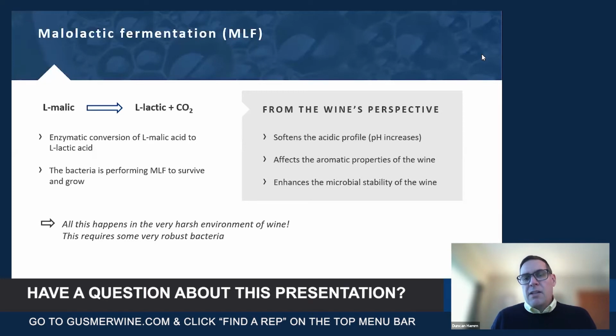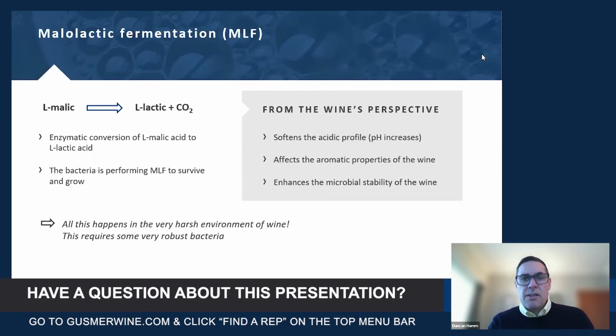Now, what does it actually do to the wine? Malolactic does soften the acidic profile, and it does this because it both increases the pH, but it's also because the taste of lactic acid is much softer than that of malic acid. And there's a good chemical reason why. Malic acid is diprotic. It contains 2 carboxyl groups. Lactic acid contains 1. So it's actually less acidic by nature.